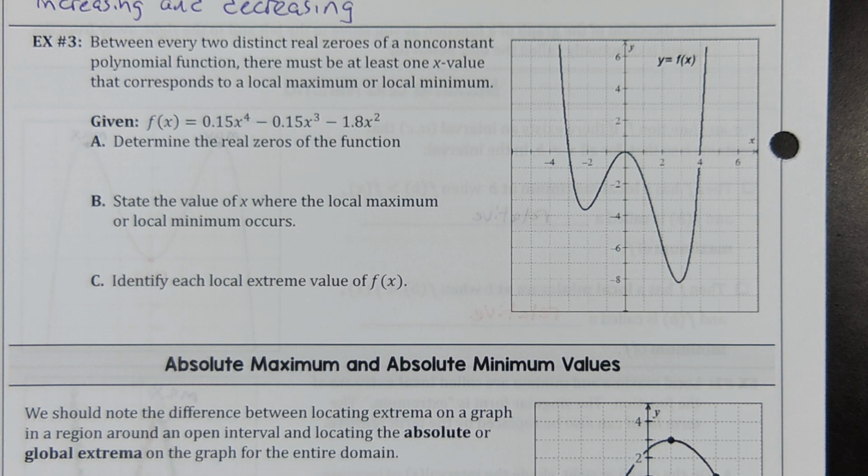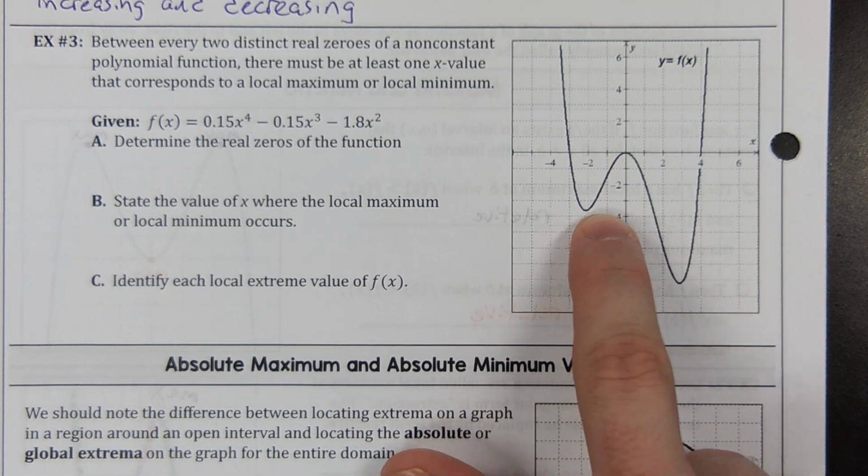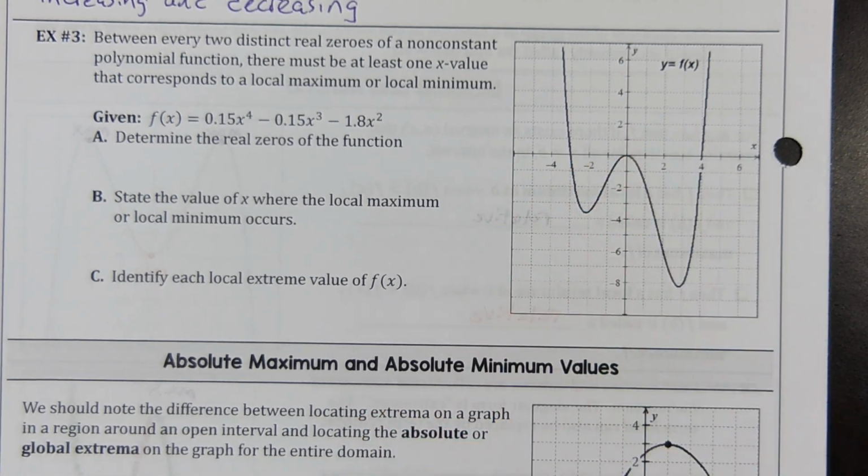Okay. So between any two different real solutions, x-intercepts, there will always be an extreme value, at least one. Always. You don't have a choice. Because how are you going to leave the axis and come back to the axis unless you turned, right?